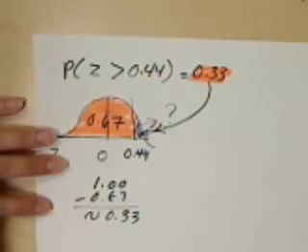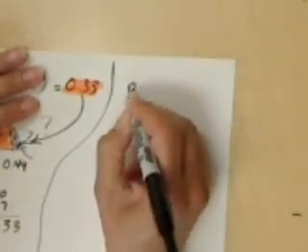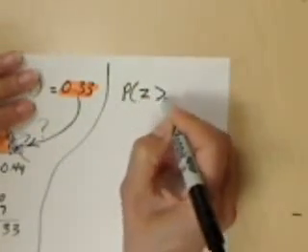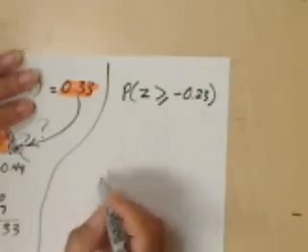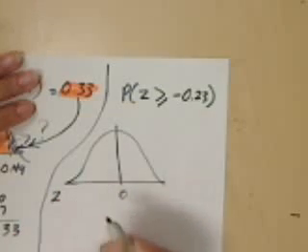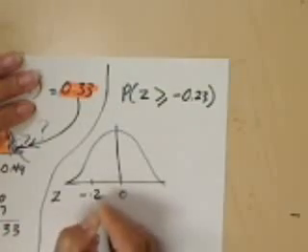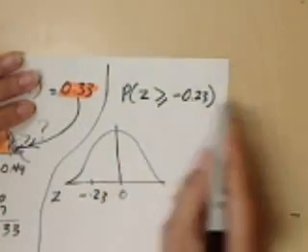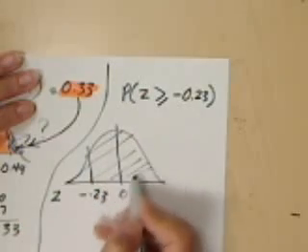The next question is, what is the probability that z is greater than or equal to negative 0.23? Draw a curve. Here's 0 on the z-axis. Negative 0.23 would be to the left of 0. And we want the area above that or higher, for z values higher than that. So all of this is what I'm looking for.